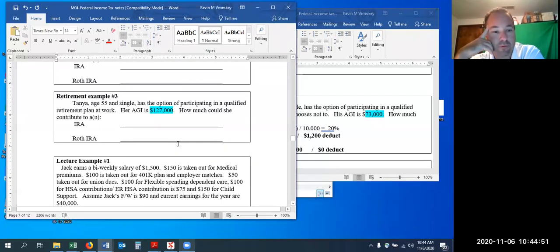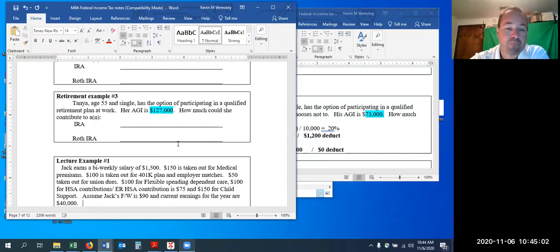All right, one more example. So now that you've done the first two, hopefully we can do the third one and you can get it 100%. Go ahead and pause now. All right, let's go through the answers.